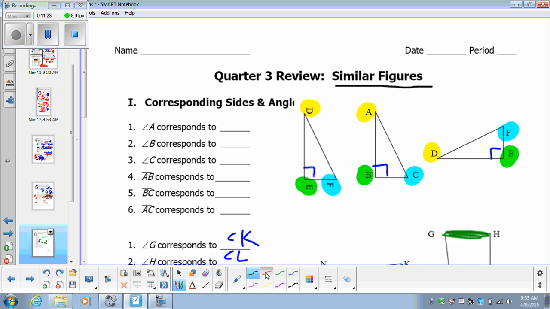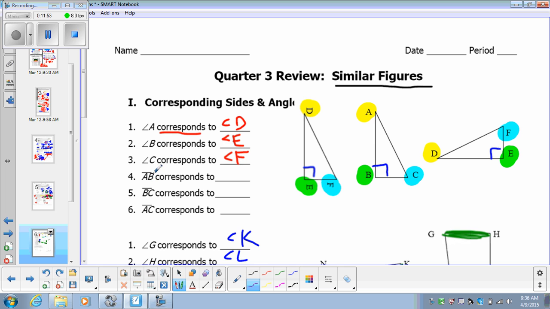So now we can see that angle A corresponds to angle D. You're going to fill this in on your notes along with me now. Angle B down here corresponds to angle E. And angle C corresponds to angle F. Corresponds here is basically just a fancy word for matches up with or is in the same spot in the other shape.